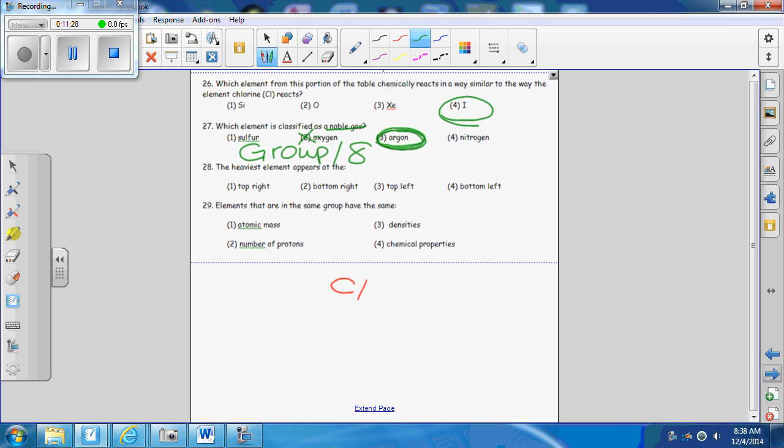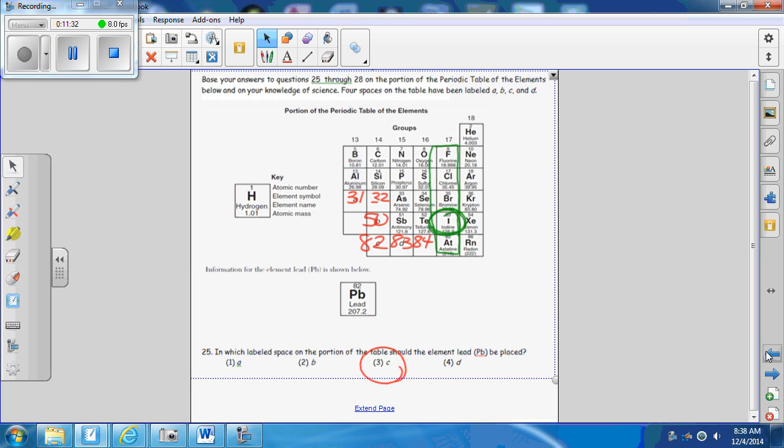Heaviest element. You look at the numbers, and you look to see where the heaviest element is. The atomic mass, it tells you here. The atomic mass is on the bottom. Atomic mass, atomic mass, atomic mass. This one's the heaviest. Freon is the heaviest. Where is it located? Is it in the top right? No, it's in the bottom right.